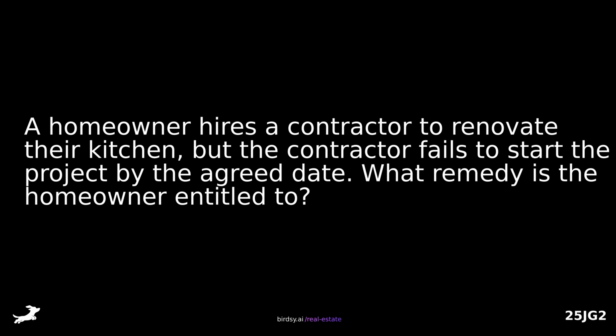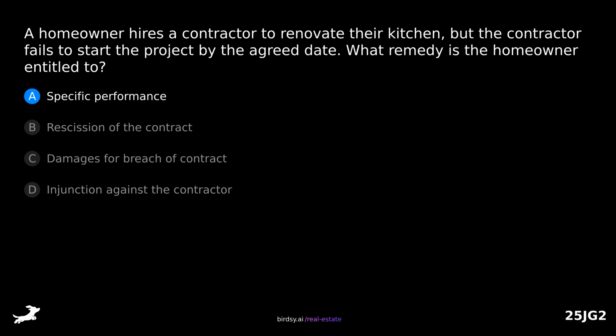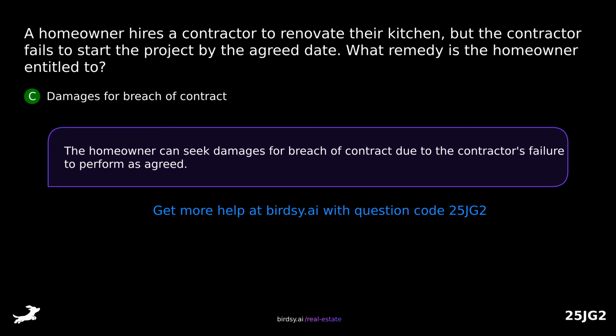A homeowner hires a contractor to renovate their kitchen, but the contractor fails to start the project by the agreed date. What remedy is the homeowner entitled to? Is it A. Specific performance? B. Rescission of the contract? C. Damages for breach of contract? Or D. Injunction against the contractor? The answer is C. Damages for breach of contract. The homeowner can seek damages for breach of contract due to the contractor's failure to perform as agreed.